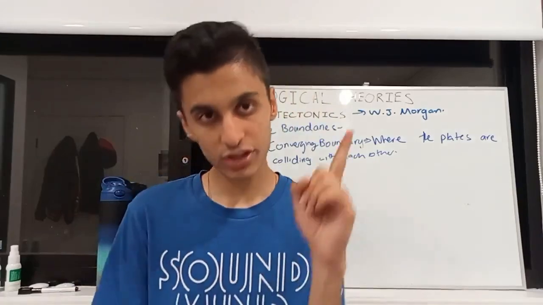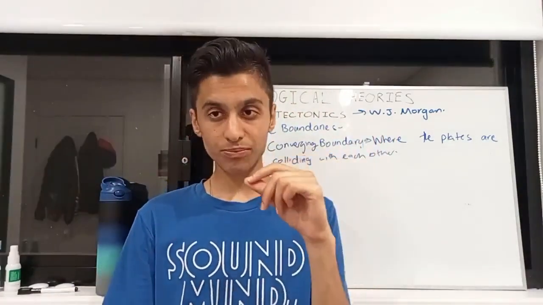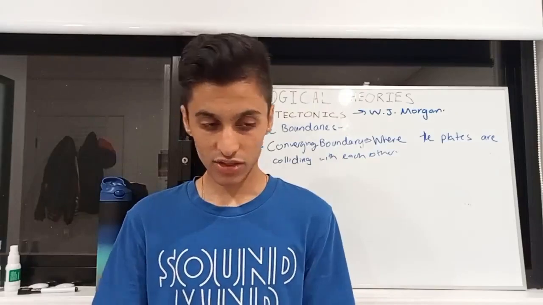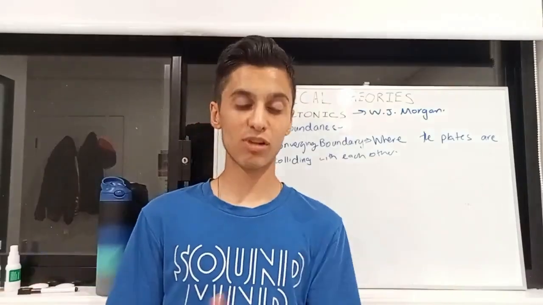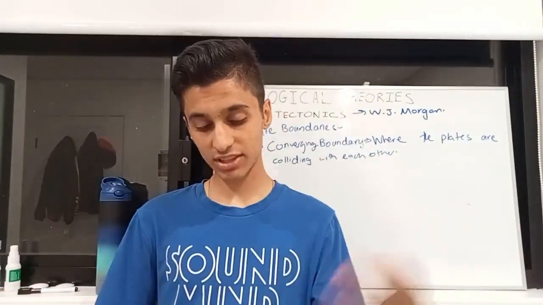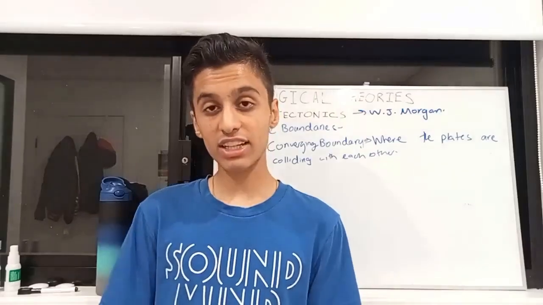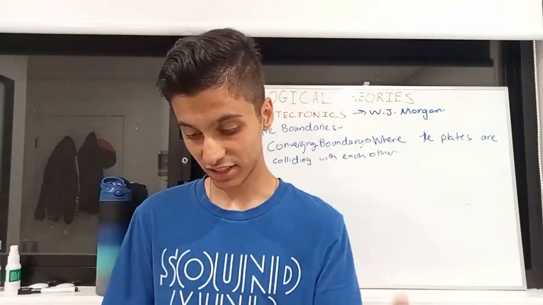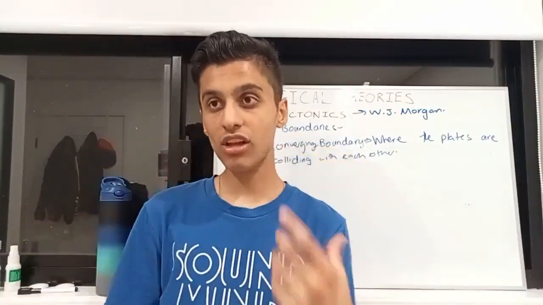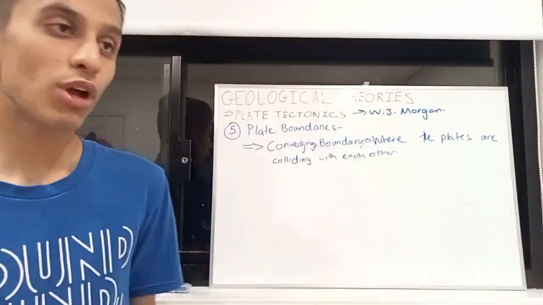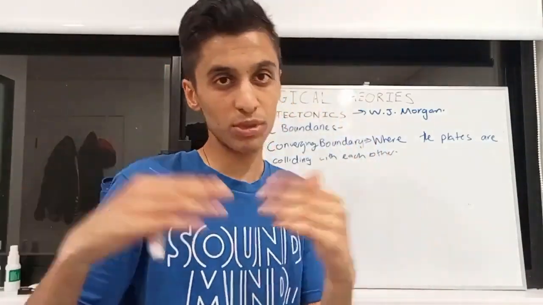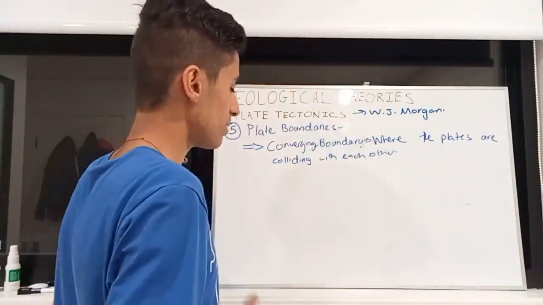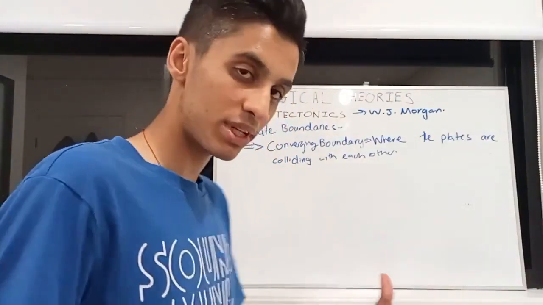Now, as we learned before, there are two types of crust: oceanic crust and continental crust. Essentially, this collision between the plates varies depending on what type of crust we're talking about, because the two types of crust have different properties, and these properties play a role in how they interact. So two pieces of oceanic crust will collide differently than two pieces of continental crust.